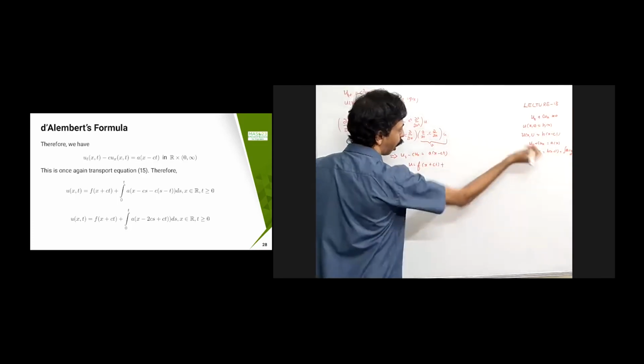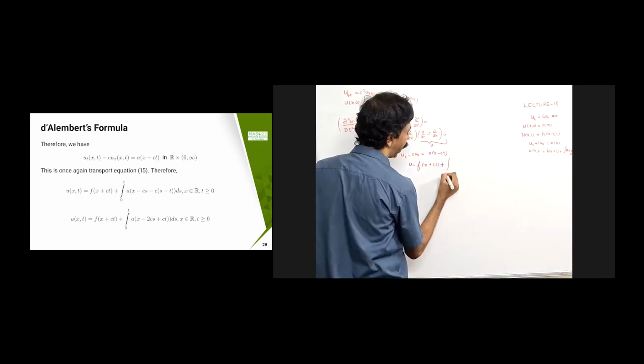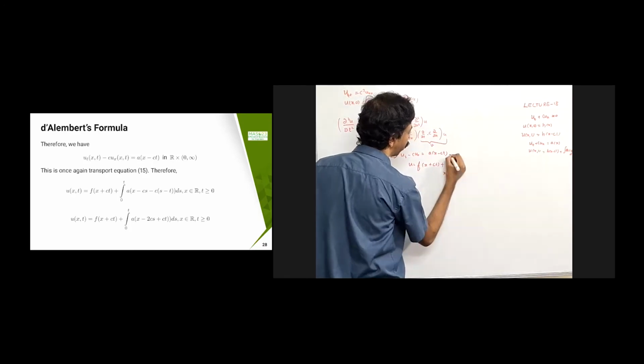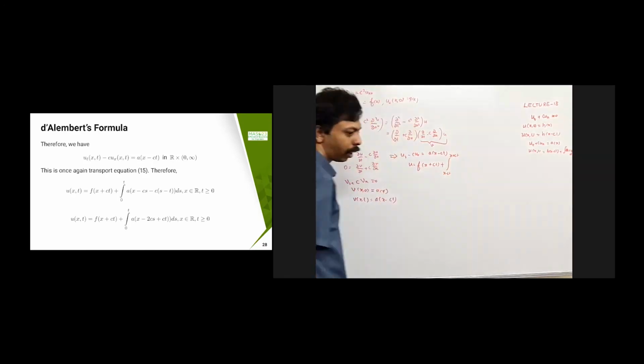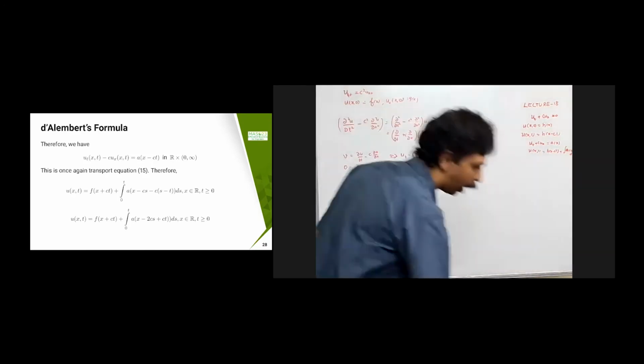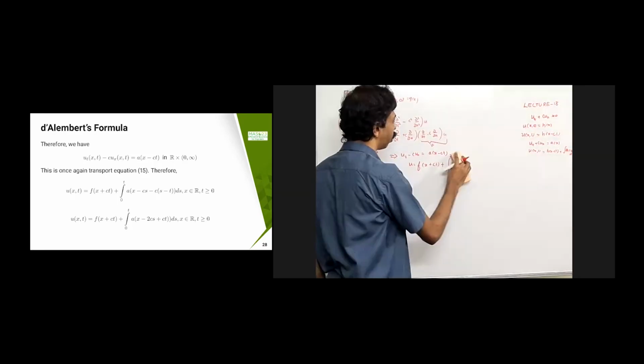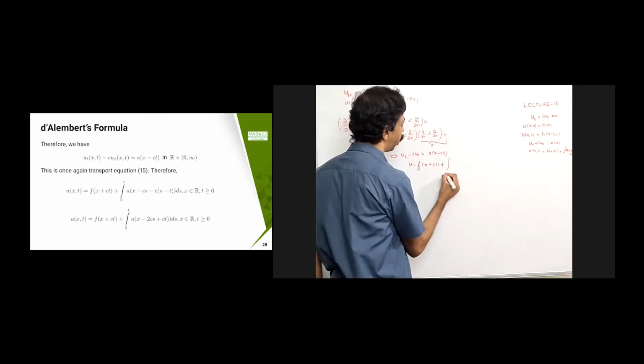Plus, I have this non-homogeneous term. So I am going to integrate from x minus ct to x plus ct, or I can write 0 to t. This is what we are going to get. So 0 to t.